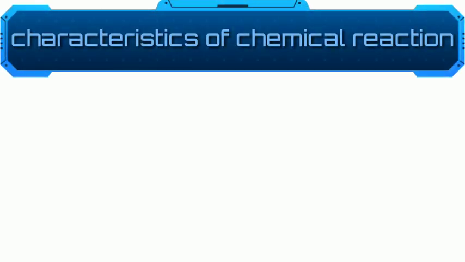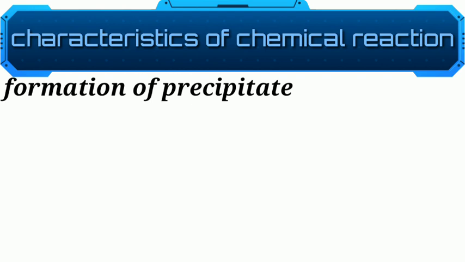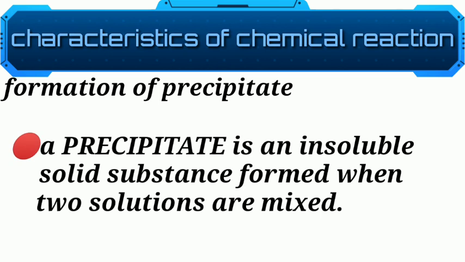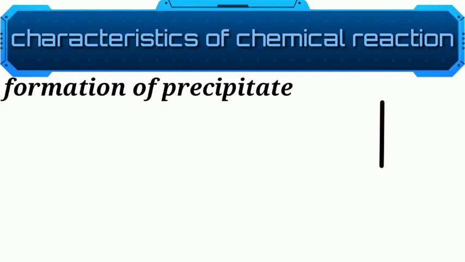Characteristics of a chemical reaction. Continuation: formation of a precipitate. In some chemical reactions, precipitates are formed. A precipitate is an insoluble solid substance formed when two solutions are mixed. A precipitate is shown by a downward arrow in the chemical reaction.